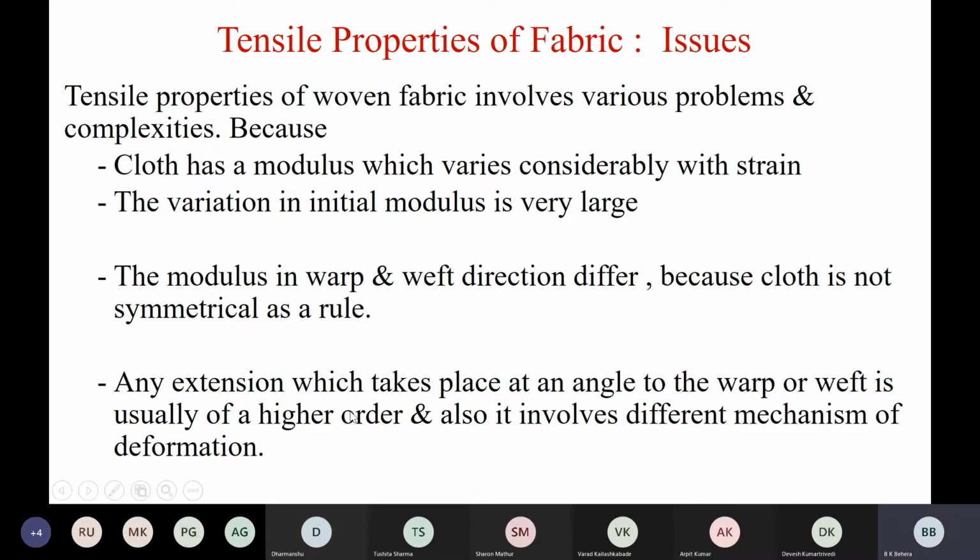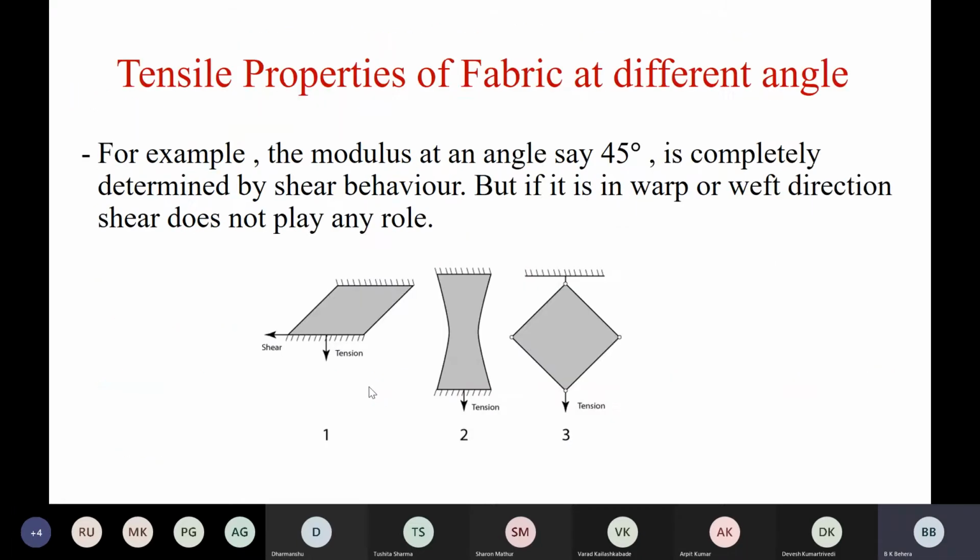Third point, any extension which takes place at an angle to the warp and weft, usually of a higher order, also involves other mechanisms of deformation. That means, which you will see immediately in the next slide, when we try to extend a fabric in warp and weft, we always get higher properties than in bias direction. See why it is.